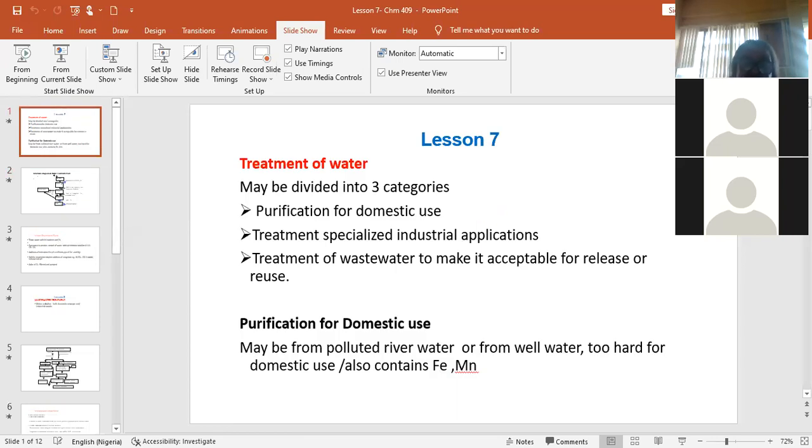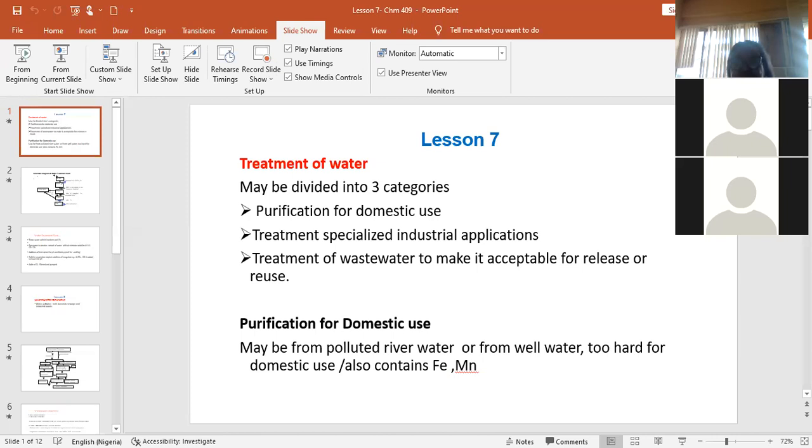We said there were 3 methods of treatment of water. You can have 3 categories. You can have purification for domestic use. You can have treatment of water for special industrial applications, because in industries, you must not have any ions, any metals. If not, it's going to corrode your boilers. So the water that must enter the boilers is usually specialized water. So you must remove all the ions from them.